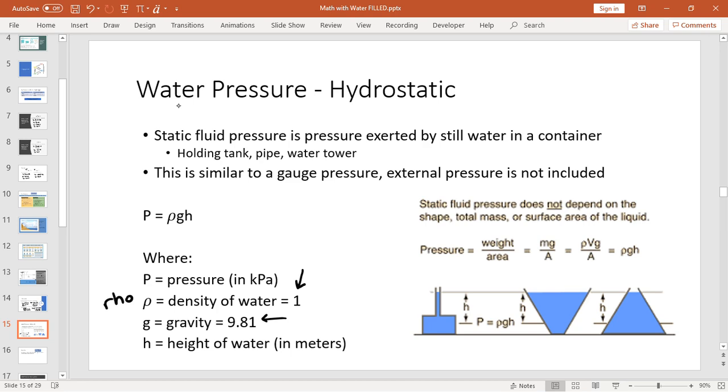Okay, and just looking at this picture over on the right side, it doesn't matter what the shape of the container is or how much contact we have with the bottom or how wide it is at any point when we're doing that. It does not depend on that at all. Okay, so these are all going to have exactly the same pressure.